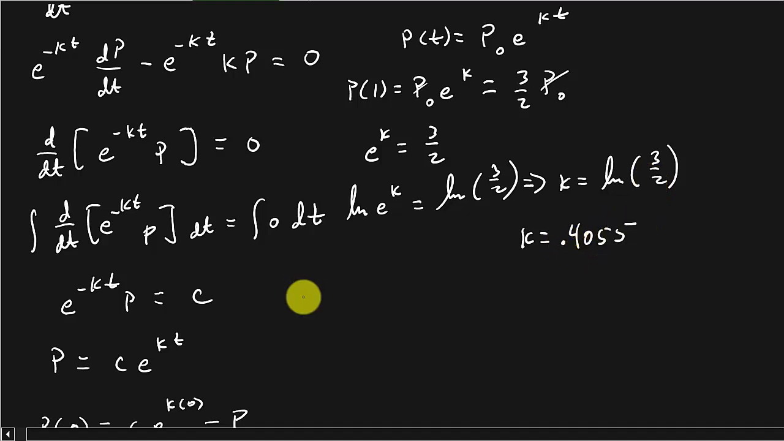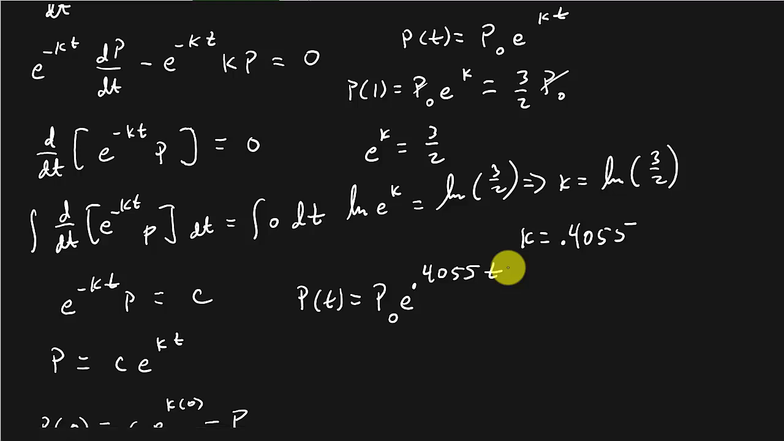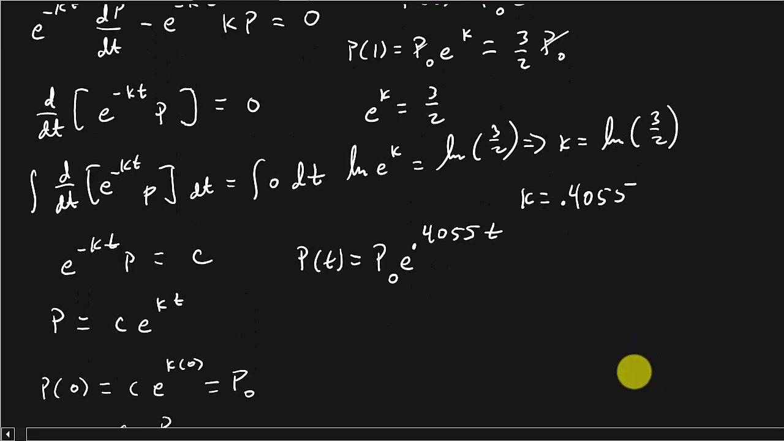Okay, so there's that. And if I plug that into my calculator, natural log of 3/2, that gives me 0.4055. So I have P of T is equal to P naught e to the 0.4055 T. There's my function.